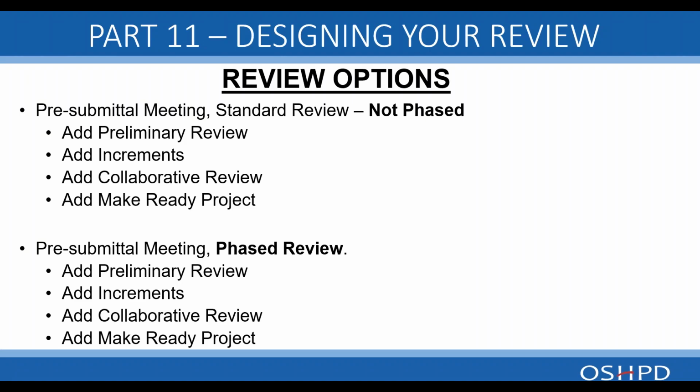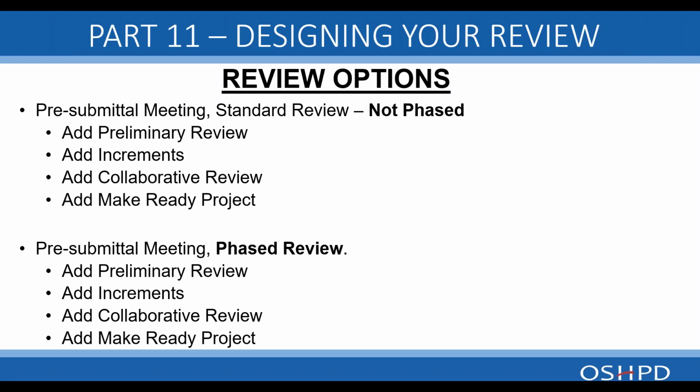could do a standard review, include a preliminary review in it, and get feedback, and then submit your 100% CD submittals. You could add increments to help break the project up, and as a standard not phased review, you could actually do a collaborative review that's not phased.